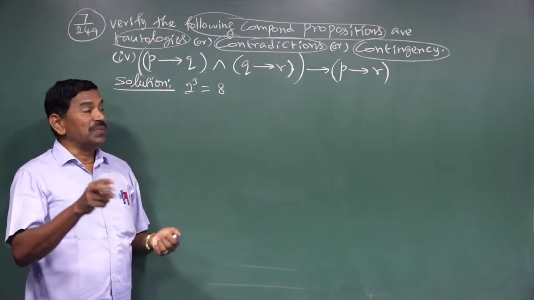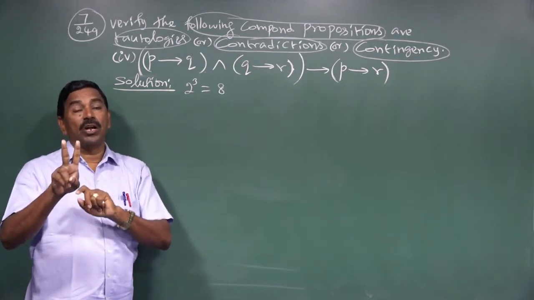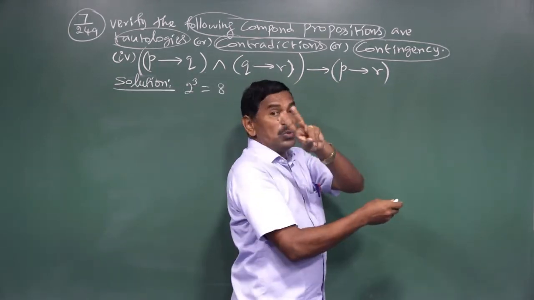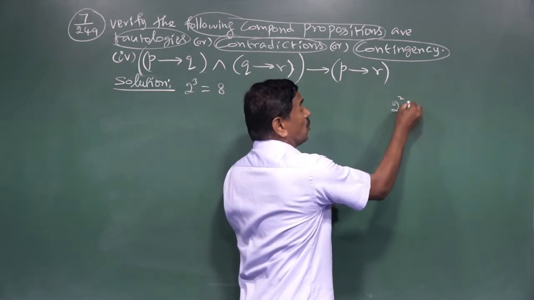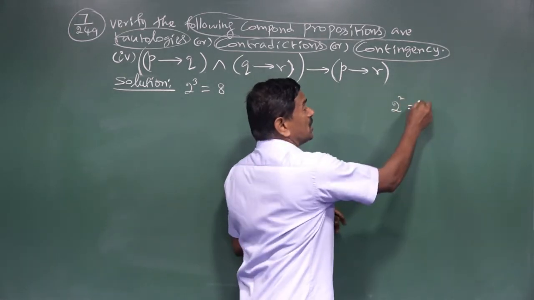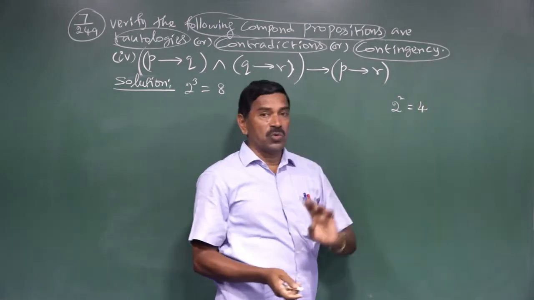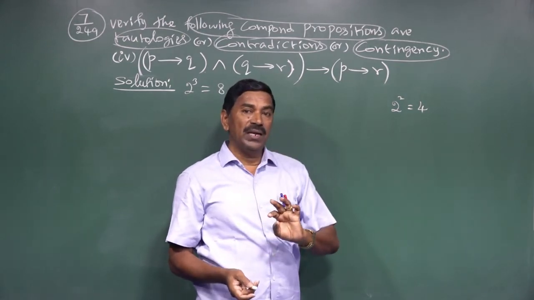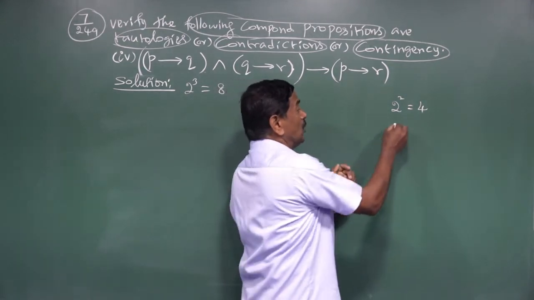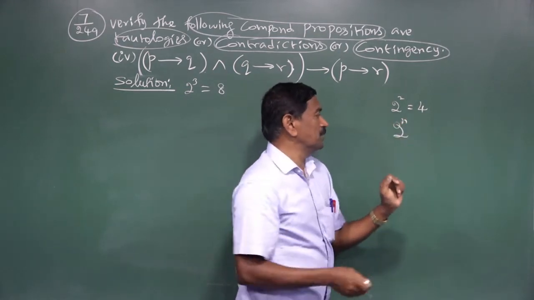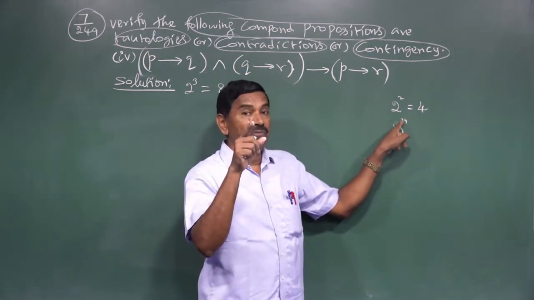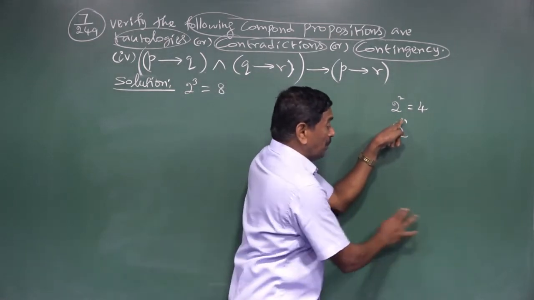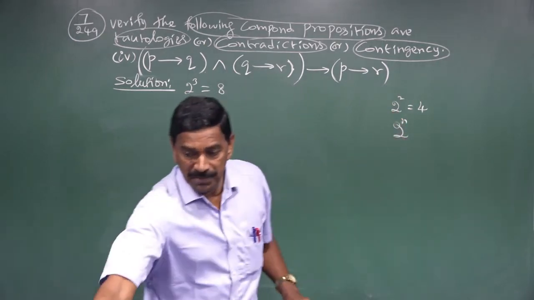Sometimes, if there are 2 simple statements, P and Q, can you tell me how many rows? The number of rows is 2 power 2, that's all. So 2 power 2 is equal to 4 rows. Now, one more question: if there are n simple statements, how many rows are in the truth table? Yes, that is 2 power n rows. The base 2 is fixed, and the power is the number of simple statements. Therefore, the number of rows in the truth table is equal to 2 power n. That is the concept.